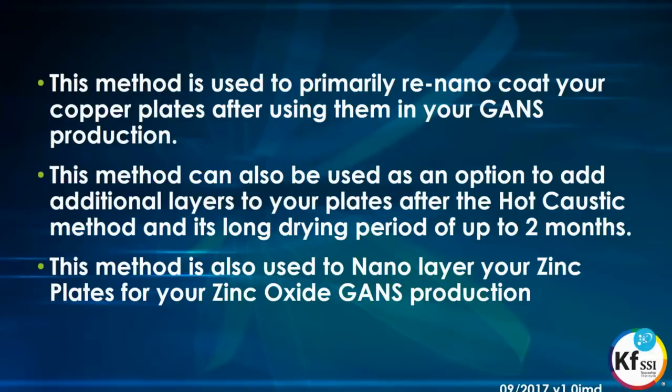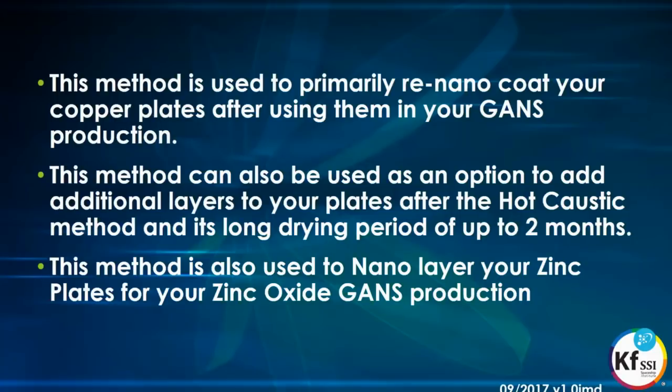So essentially, this method is used to primarily re-nanocoat your copper plates after using them in your GaNs production. This method can also be used as an option to add additional layers to your plates after the hot caustic method and its long drying period of up to 2 months. And then this method is also used to nanolayer your zinc plates for your zinc oxide GaNs production.